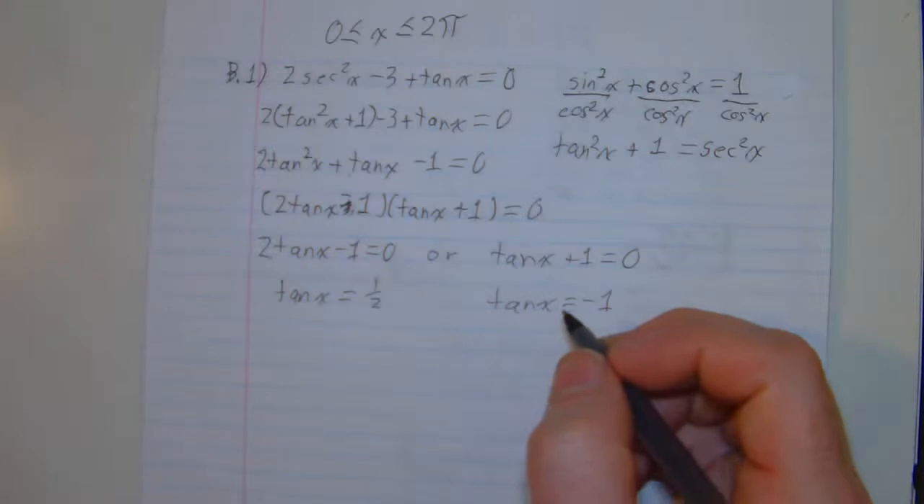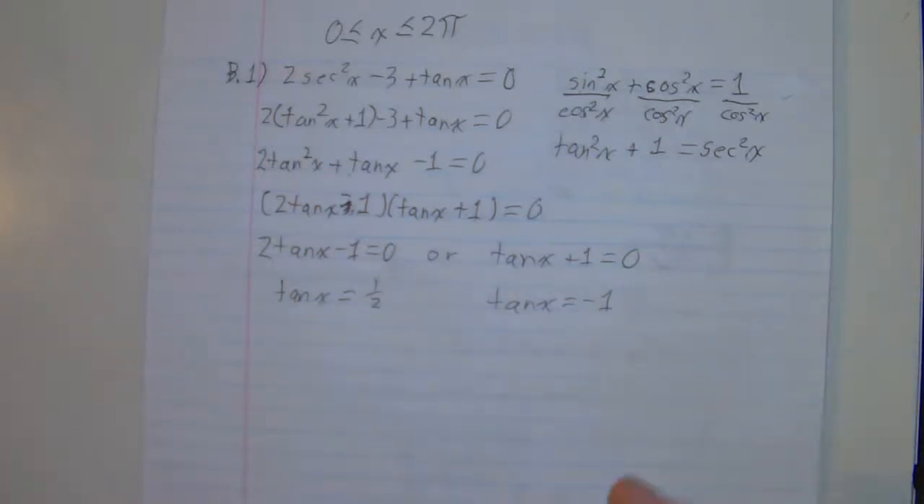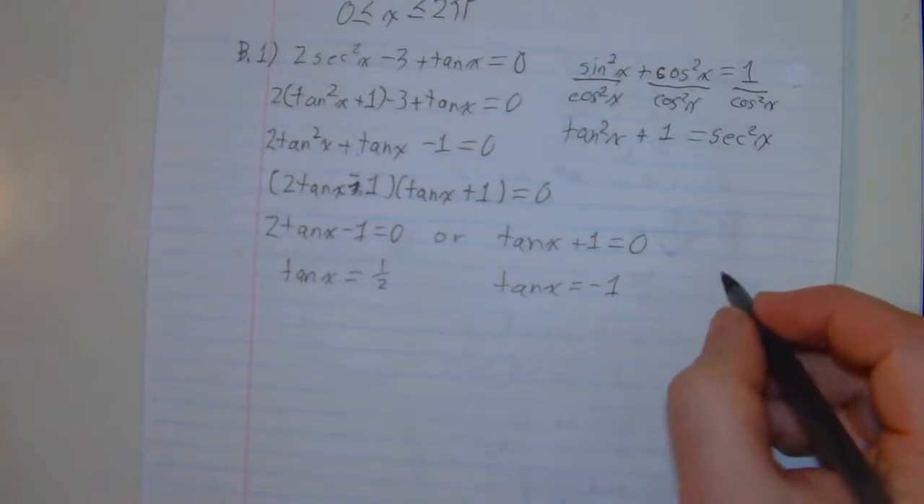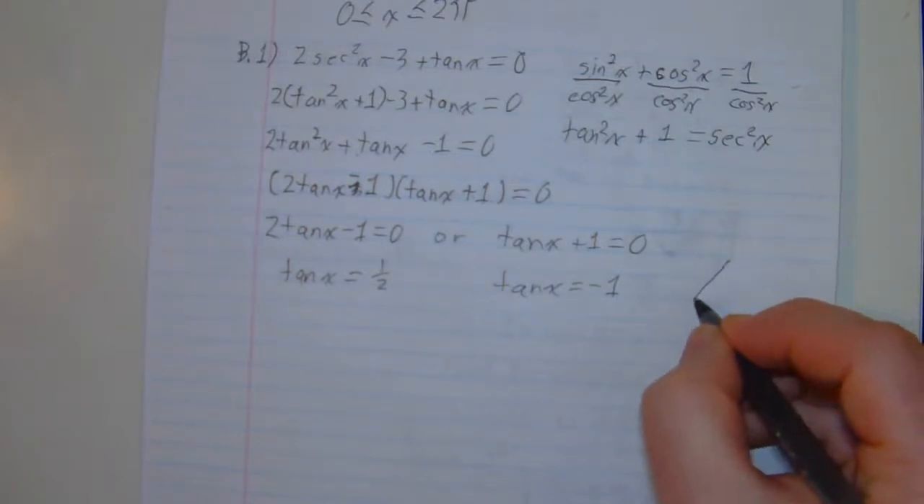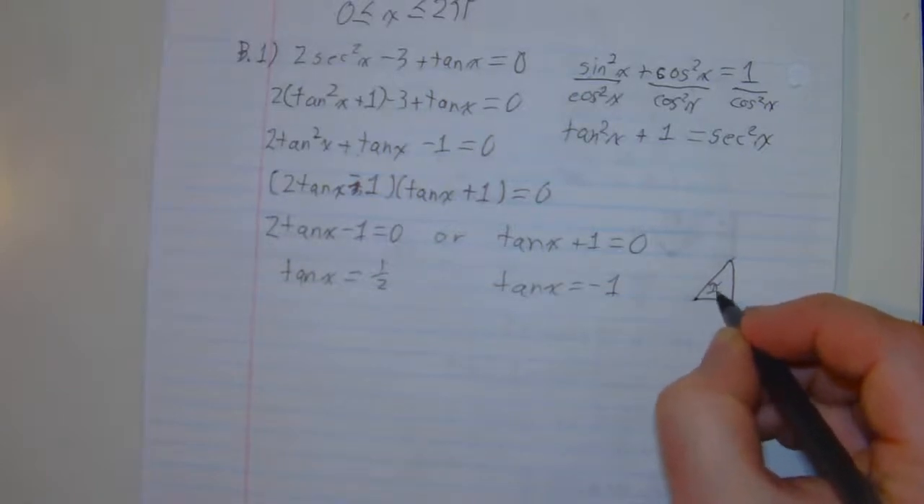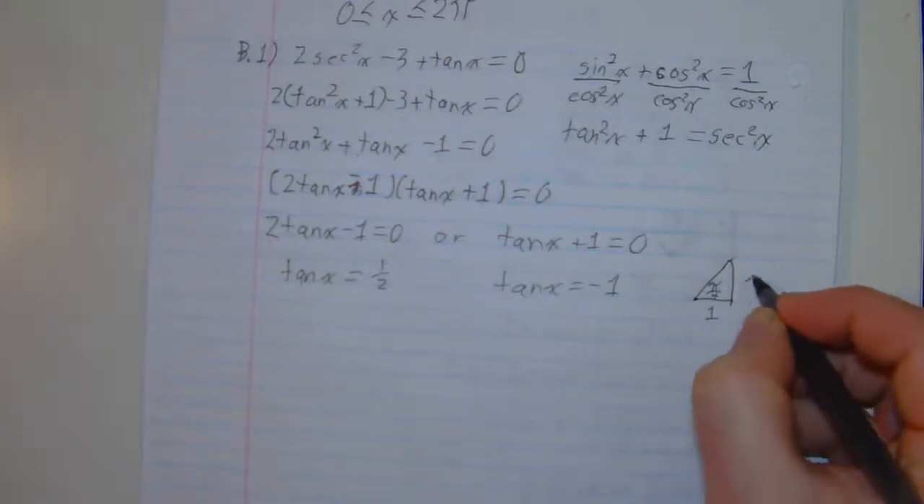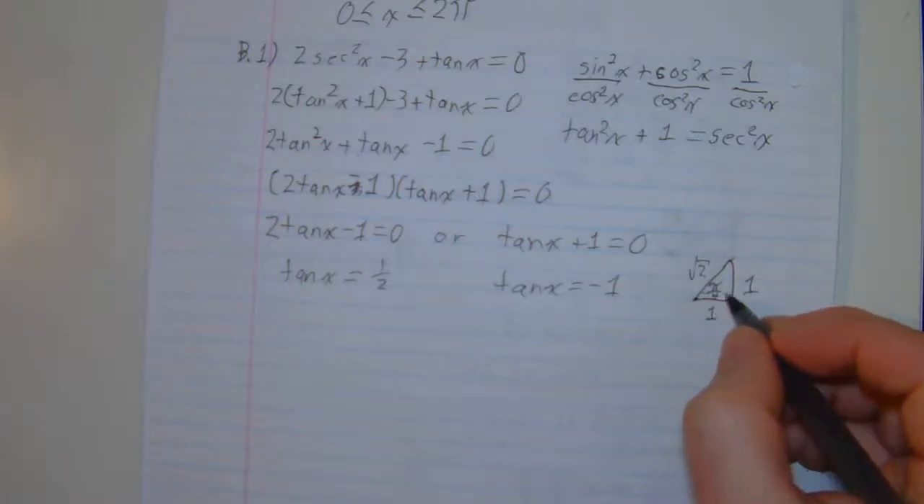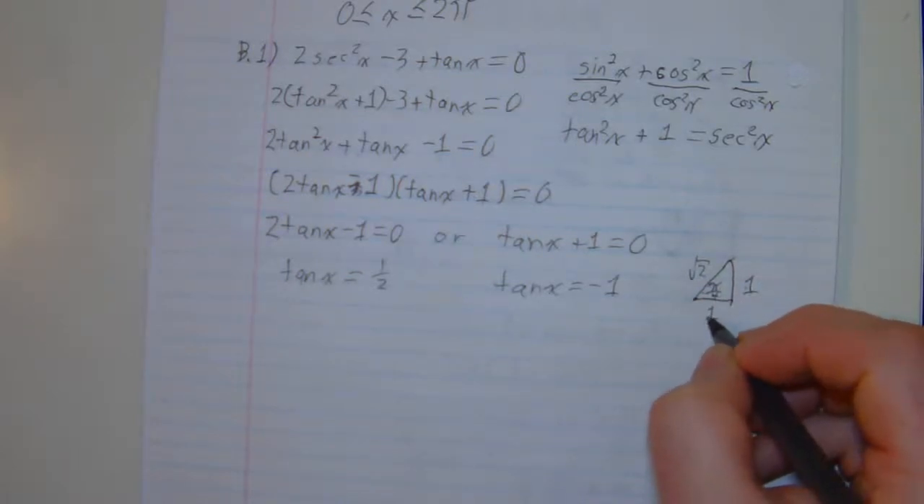And so then we can use our calculator or perhaps our knowledge of the tan function or of special triangles. In this case, if we have a pi/4 angle, which is 45 degrees, that's going to be our 1, 1, √2 triangle. And so the tangent of pi/4 is going to be 1/1.